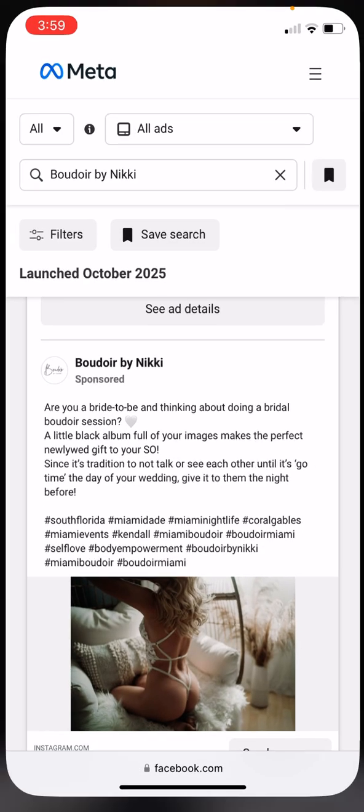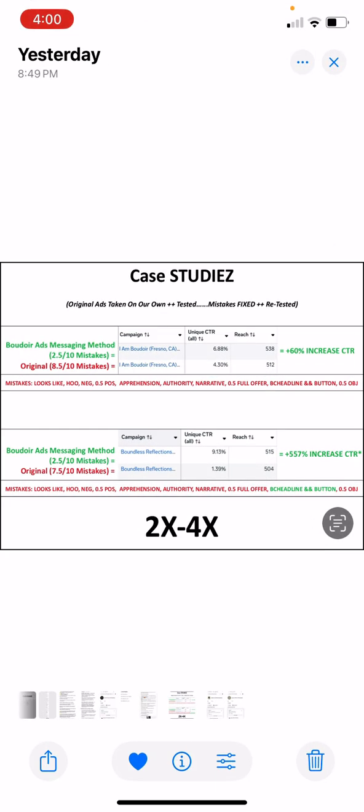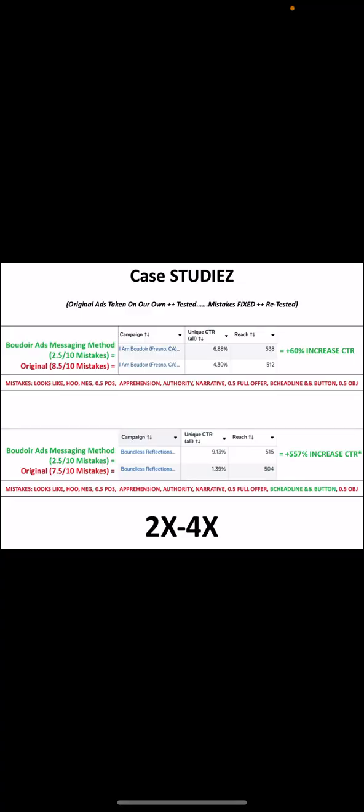And the stuff I'm going to talk about today, I've already taken with some other Boudoir ads, fixed the mistakes, and implemented the changes, and I've been able to get an average of 2 to 4x more people engaging with, consuming our ad, and knowing we exist for the same ad spend. And these people are also more specific, so generally they're going to be more qualified as well.